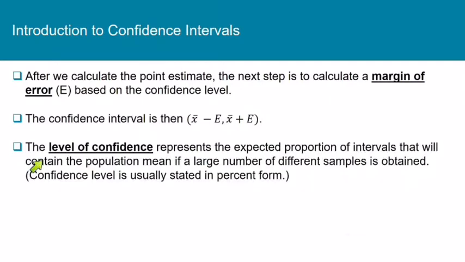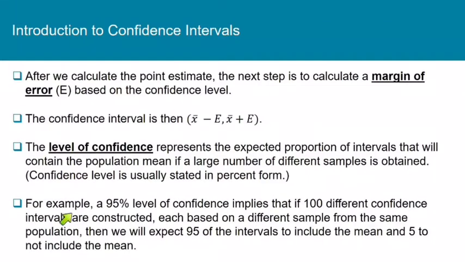Now remember, confidence intervals always come with a level of confidence, and that represents the expected proportion of intervals that will contain the population mean mu if a large number of different samples is obtained. Confidence level is almost always stated in percent form.